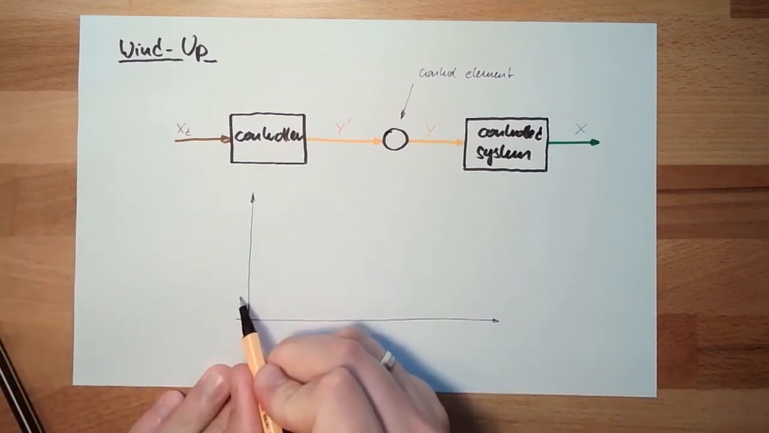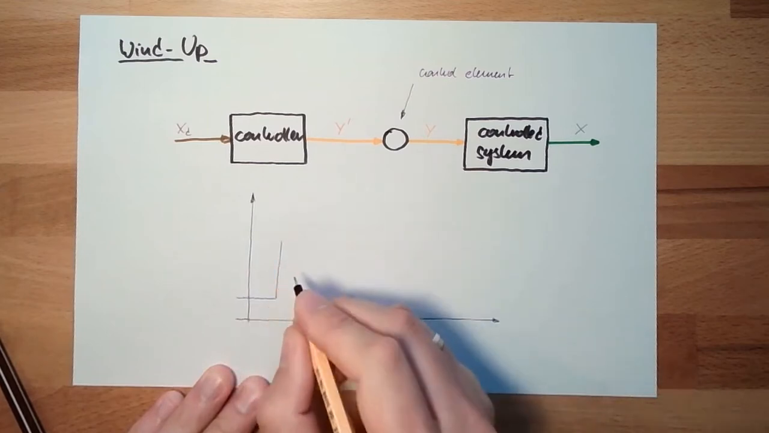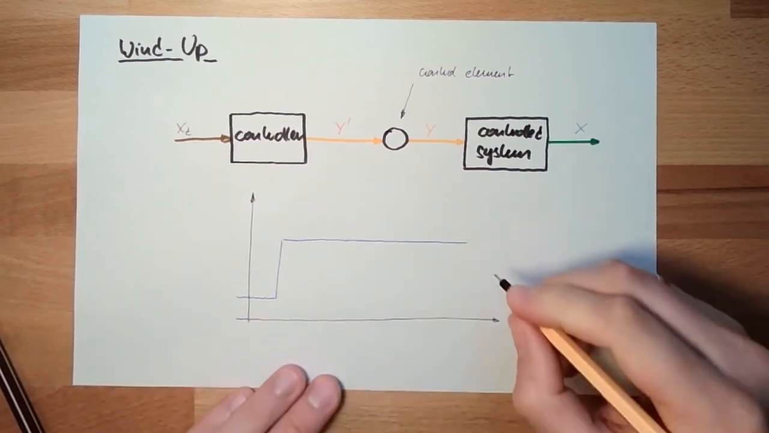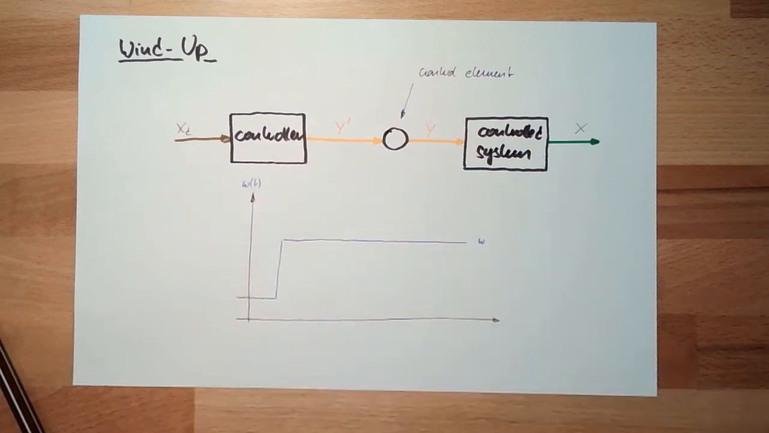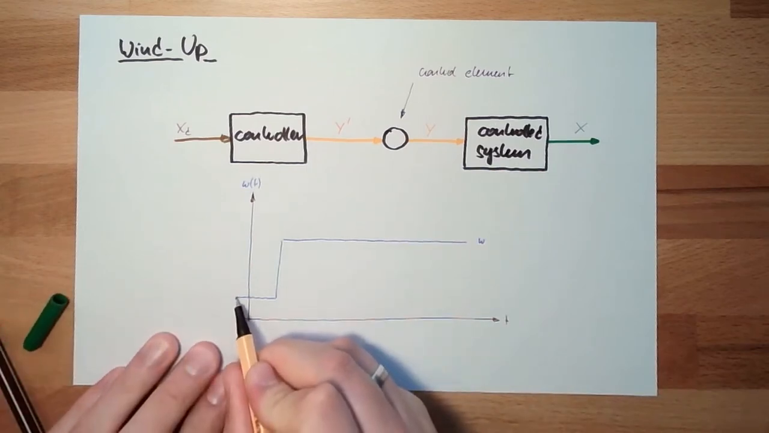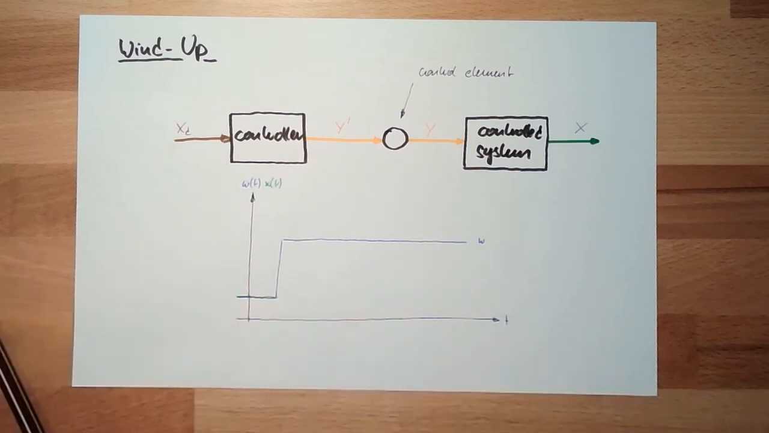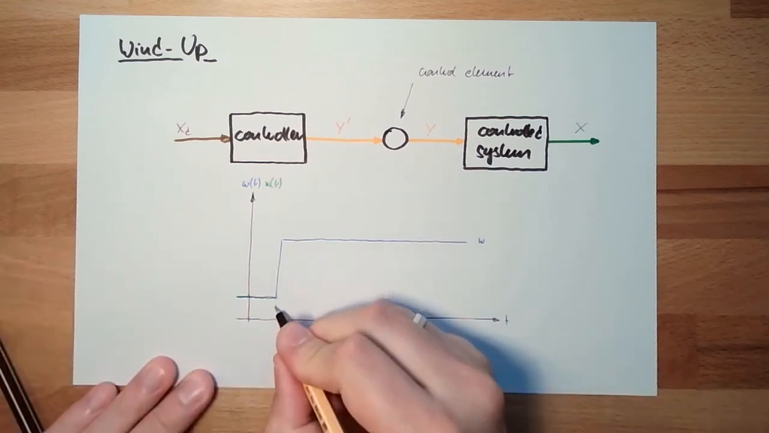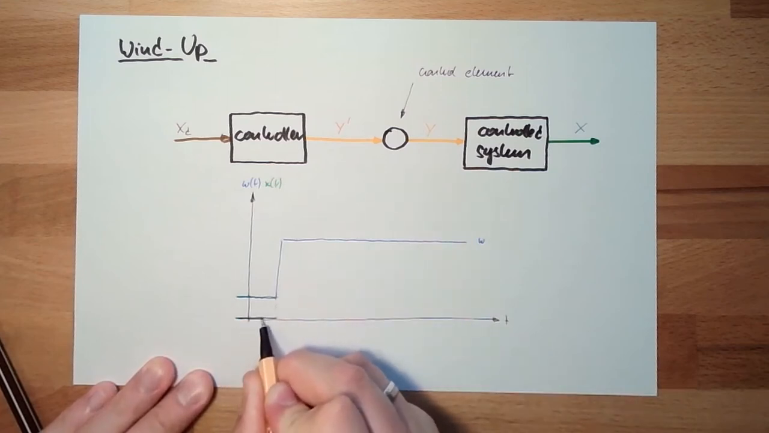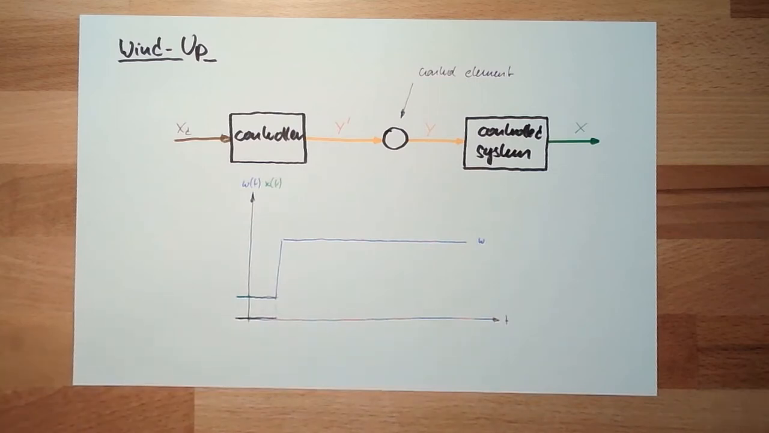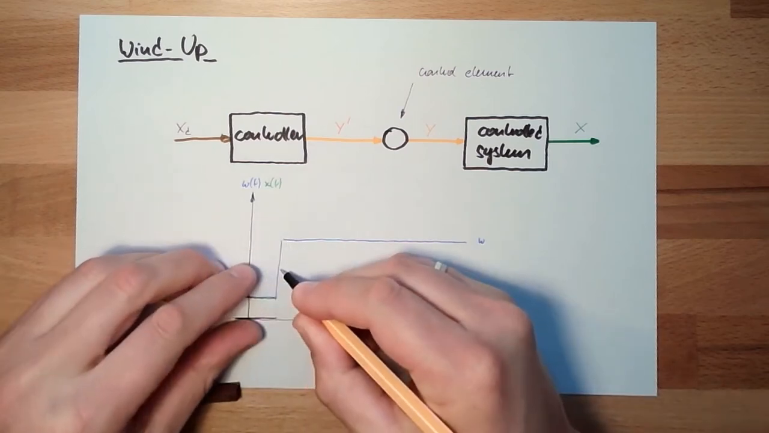Let's say this is the reference variable. This is what the reference variable should look like. And let's say this is the controlled variable. Now, what is the difference? The difference here is zero. And suddenly the difference is jumping to a new value, because the set point is jumping. Wanted minus whatever, so the difference is jumping exactly this amount up here.